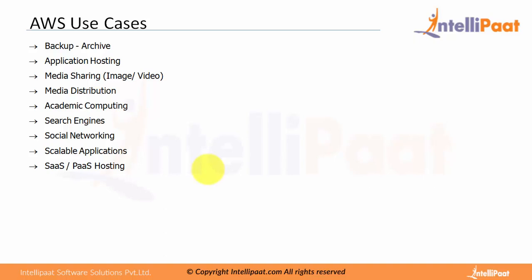And why handy? They don't need to procure anything. Whenever they want to test something, run something for performance, they can run on Amazon and pay only for the hours they used it. Search engines, a perfect use case, because it would be a scalable requirement. Social networking, people are using this. Scalable applications, no doubt about that. If you want to host your SaaS and PaaS, you want to make your own SaaS or PaaS and host it there, Amazon is there for you. So there are multiple use cases where Amazon would be helpful for you.